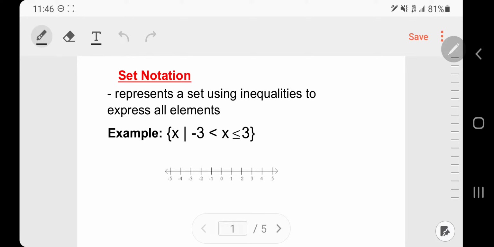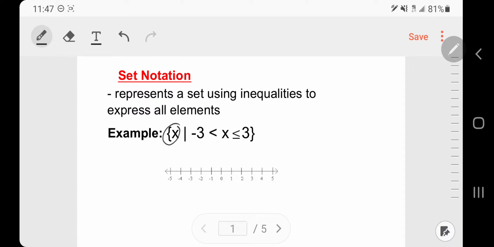Hey everyone. In today's video, we're going to take a look at how to represent a set of numbers using both set notation and interval notation. So the first one we see here is set notation, which is used to represent a set of numbers using inequalities, and again, that's used to express all of the elements.